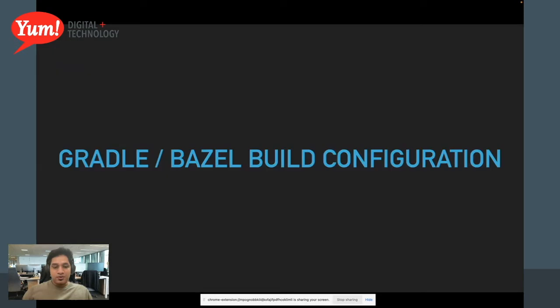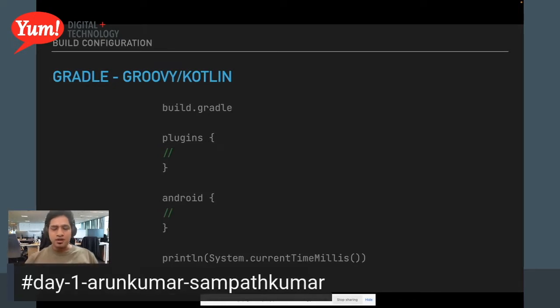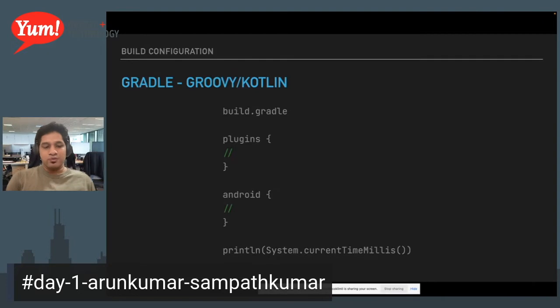So first, let's begin by discussing the Gradle and Bazel build configuration. I strongly believe build configuration is one of the key areas that is different between these two systems and allows each build system to scale in its own way. Let's start with Gradle. In Gradle, this is how a typical build file might look. You might have plugins, and you might have an extension to configure that plugin. Here I have an Android extension block and any other statements that follow it.